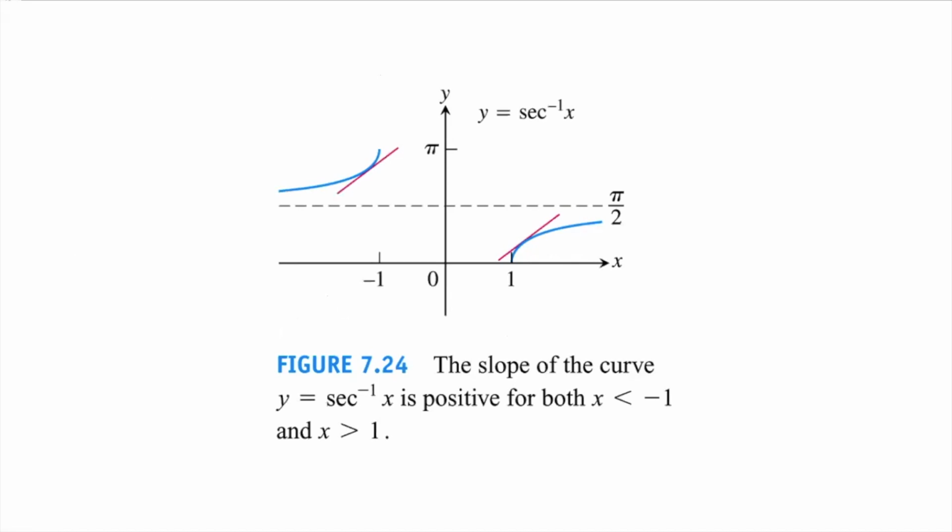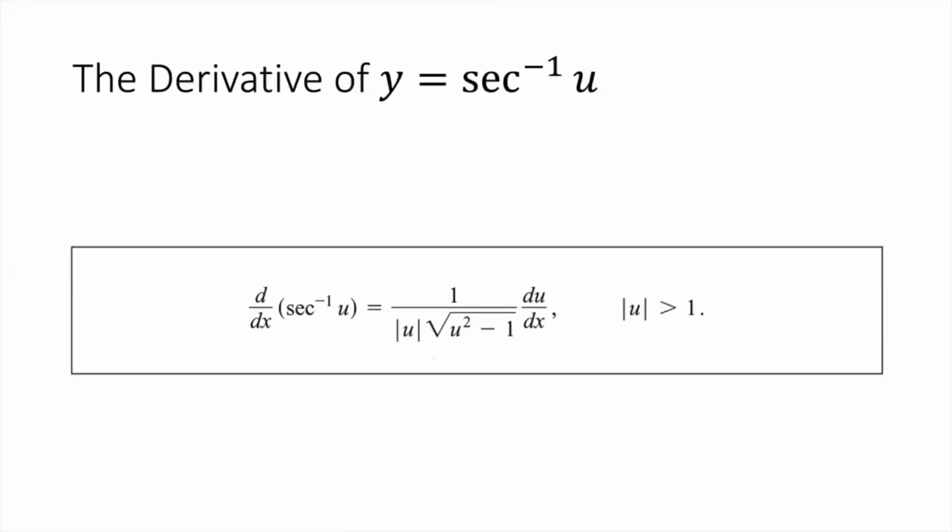Here is an explanation for why it at least makes sense that it should be like that. This picture is showing you that the slope of the curve y equals inverse secant of x is positive for both x less than -1 and x greater than 1. So that means that the derivative always has to be positive. And unless this u is an absolute value, then that won't happen. By putting the u in absolute value, you get that this derivative always gives you a positive number.